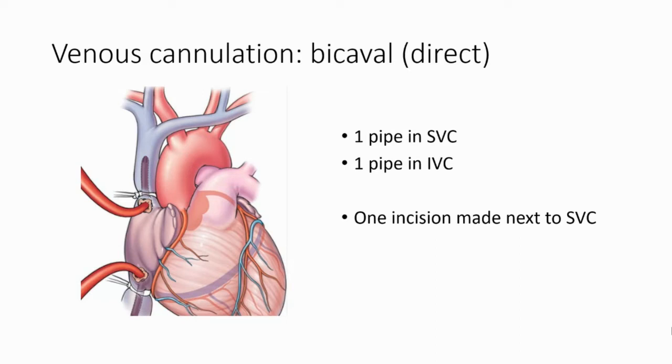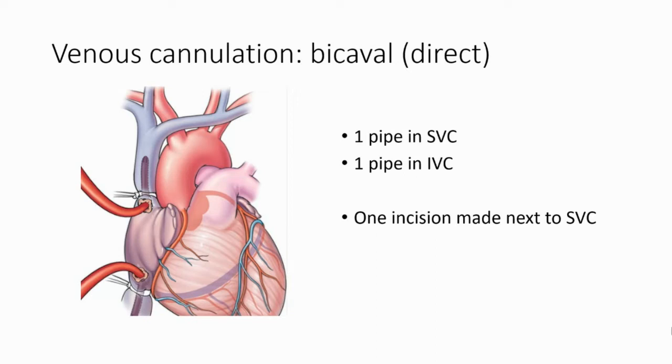And if you pay close attention, you may notice on the screen that just above the SVC cannula entry point, you can see a piece of tape snared around the SVC, and the same on the IVC. So this is intentional. It's called taping the cavae. So you can tape the SVC or the IVC, and that just completely seals off the circuit from the atrium.